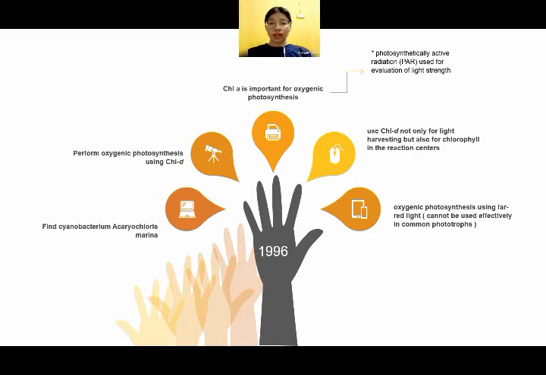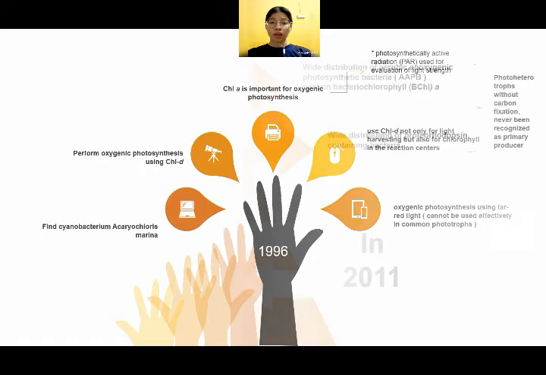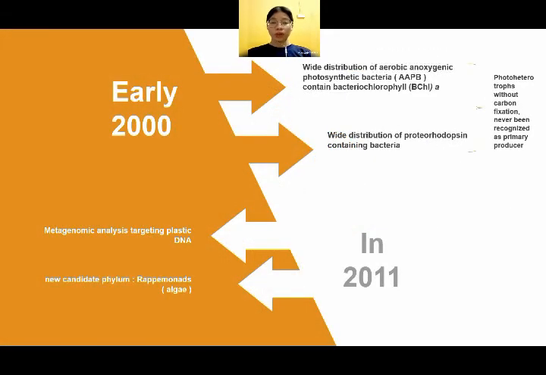In 2000, there was widespread distribution of aerobic anoxygenic photosynthetic bacteria, AAPB, which contain bacterial chlorophylls, and also proteorhodopsin-containing bacteria. Both of them are photoheterotrophs, without carbon fixation, and had never been recognized as primary producers. In 2011, a new candidate phylum was detected using metagenomic analysis targeting plastid DNA.